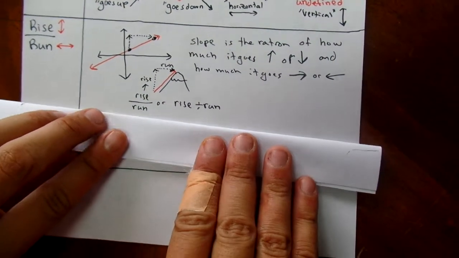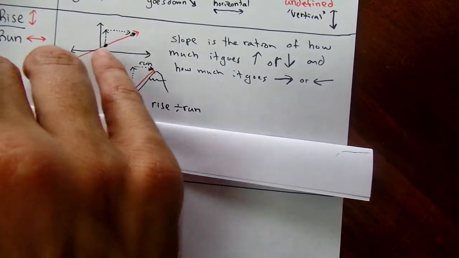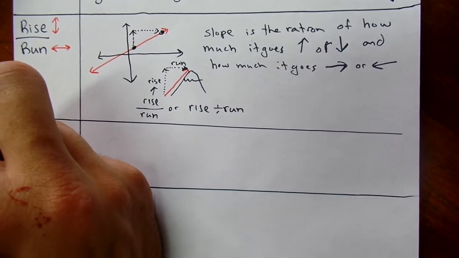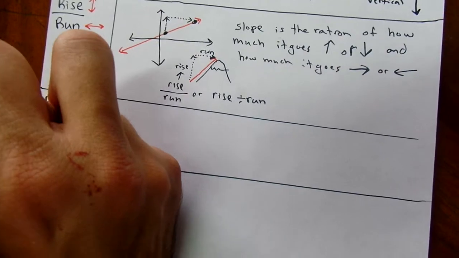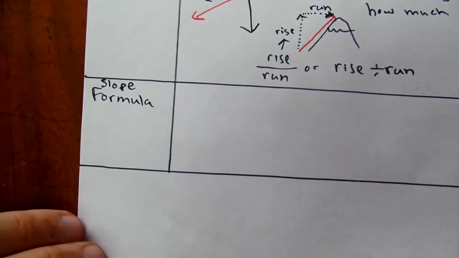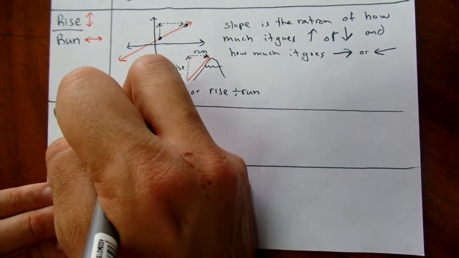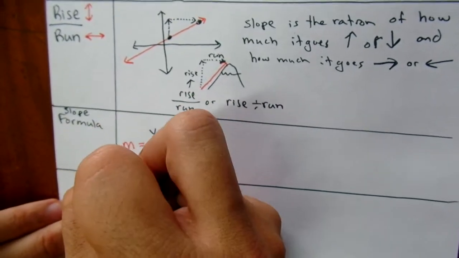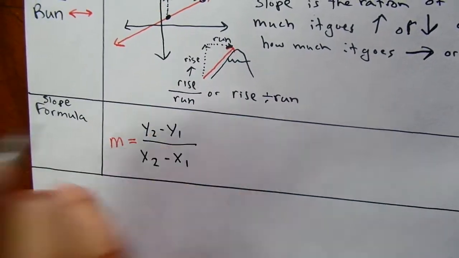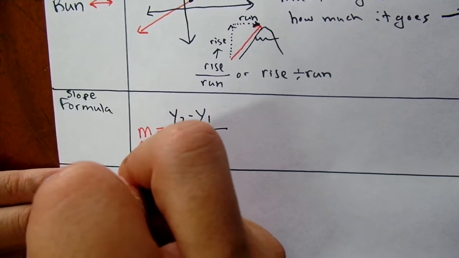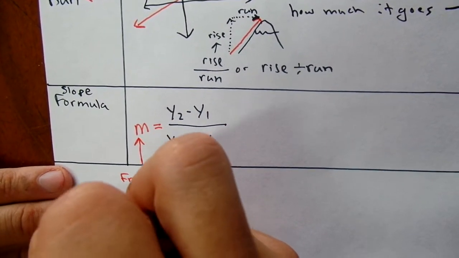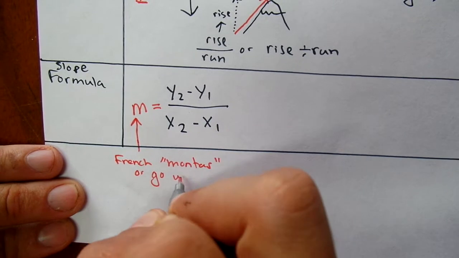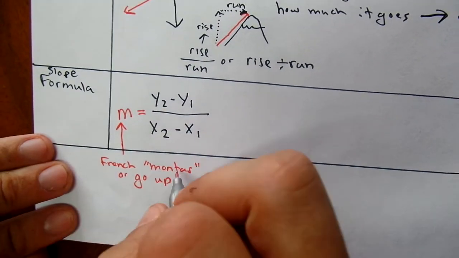And we have a little bit of room here, but plenty enough. And we're going to look at what's called the slope formula. Okay? The slope formula, m equals y2 minus y1 divided by x2 minus x1. And this m comes from the French word monter, or go up. Okay? So it's for monter.